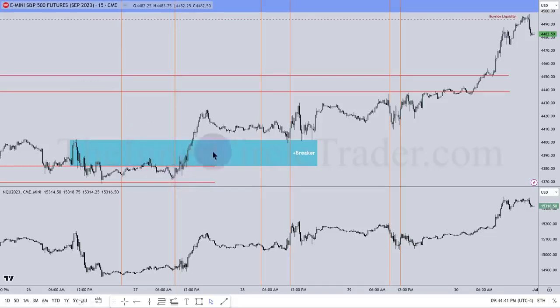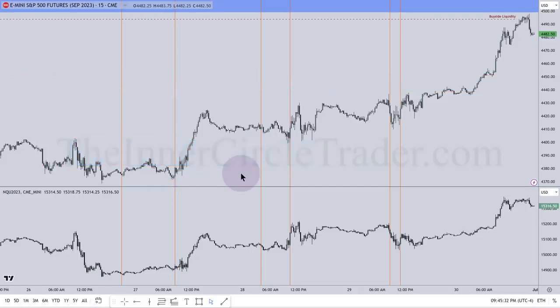All right, I'm going to take all this other extra stuff off here so you can see the divergences. Lower, higher. Lower, higher. Higher, lower. All indicating that it wants to go higher.